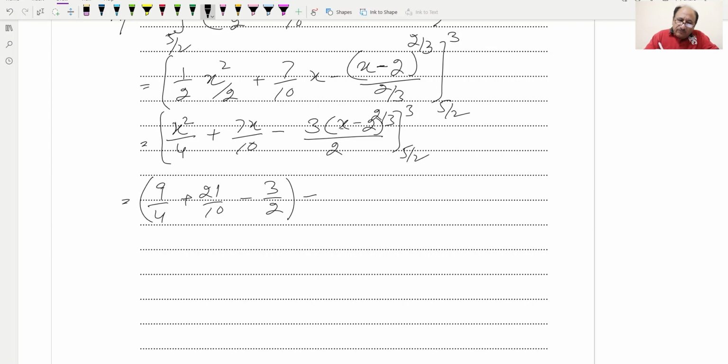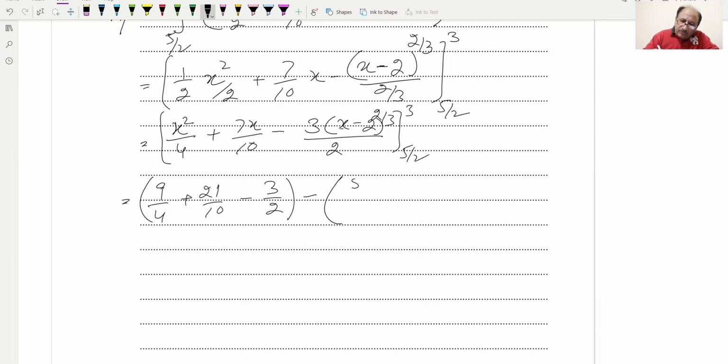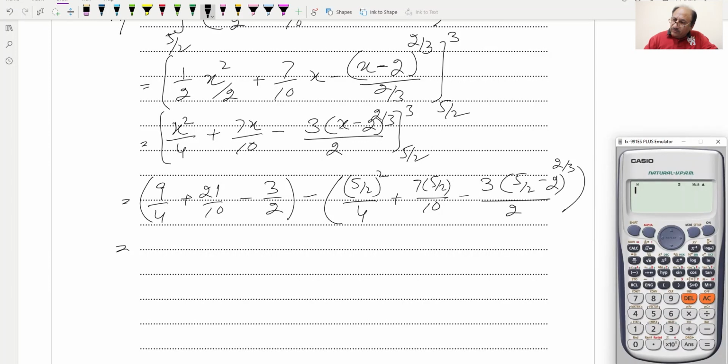And when we replace 5 by 2, we will be getting 5 by 2 squared over 4. So basically I will be copying the same 5 by 2 squared over 4, and later on we'll be using the calculator to calculate this. So it will be 7 into 5 by 2 over 10, and minus 3 into (5 by 2 minus 2) over 2, raised to power 2 by 3. Now we are done with this portion, and now we can use the calculator for simplification.